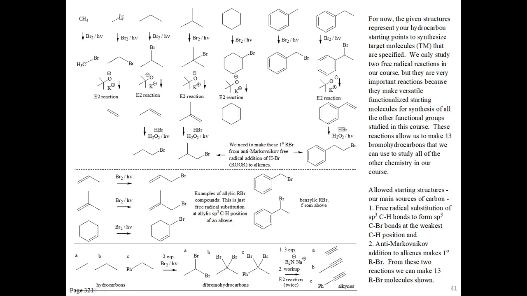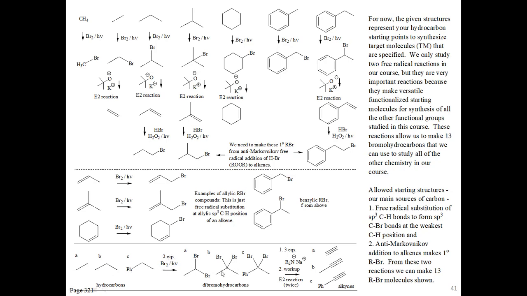I could put a triple bond. That would work here. I could put a triple bond. I cannot put a triple bond here because I would have 5 bonds on this middle carbon. I cannot put a triple bond here because the bond angles would be too tight for the triple bond to work. I cannot put a triple bond here because I only have 1 carbon. But I can put a triple bond here. Okay? So those are 3 additional types of compounds we could make if we do 2 equivalents of bromine.